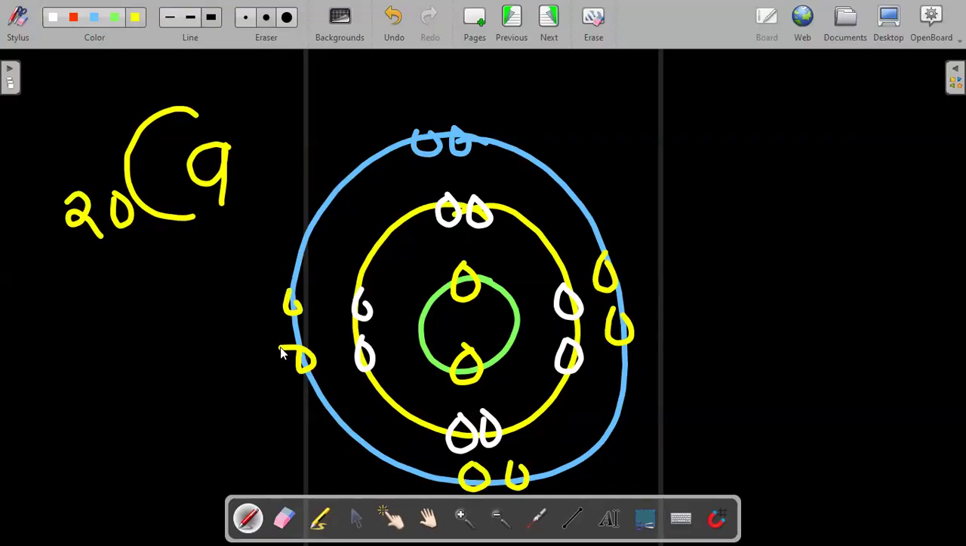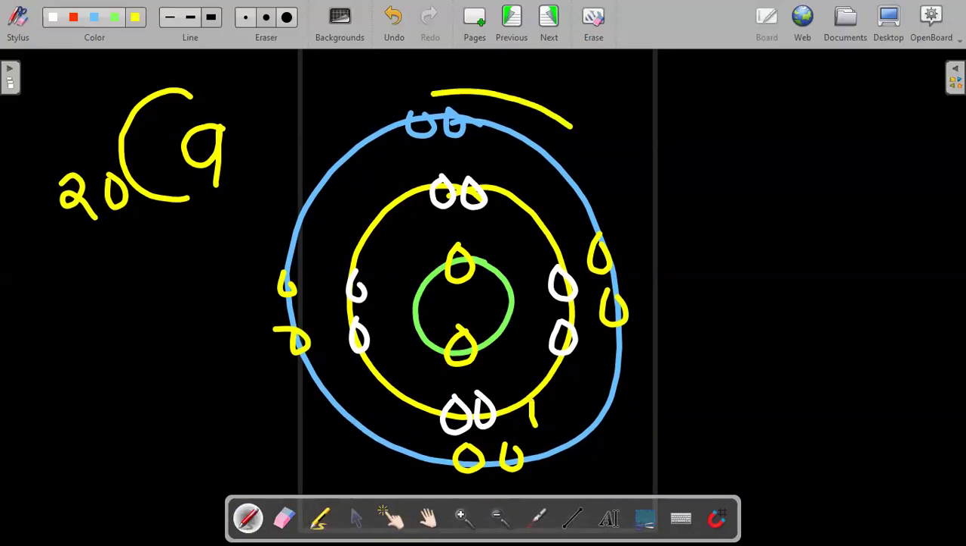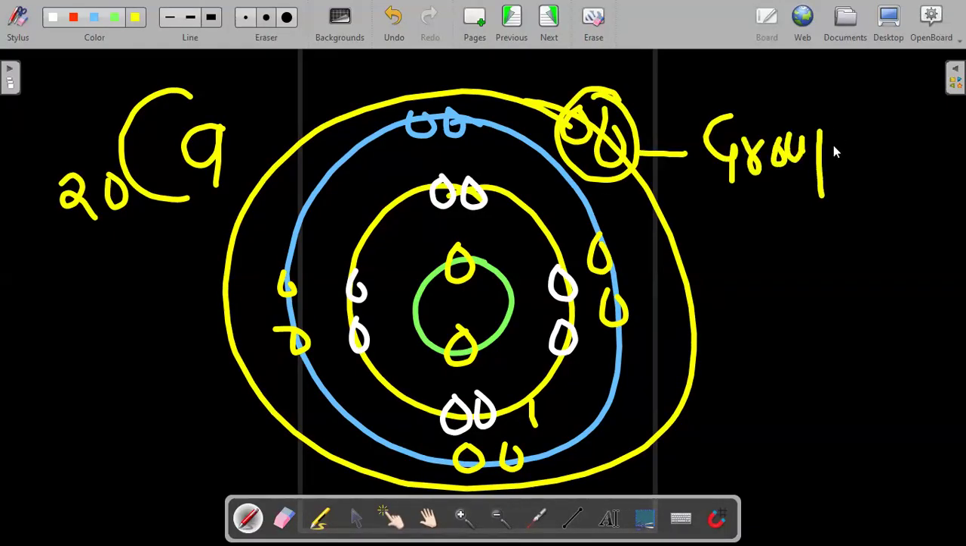So let's calculate what we have arranged so far. The first one is 2. The second one is 8, so 2 plus 8 is 10. The third one is 8, which makes 18. So the fourth one will just contain 2 electrons. You can see it has 2 electrons. It belongs to group 2.